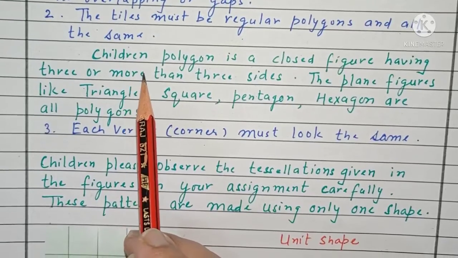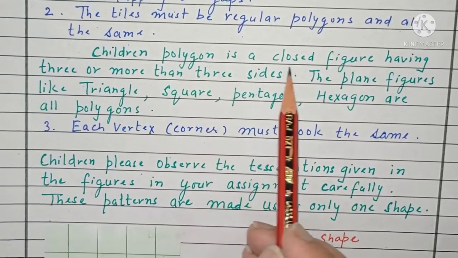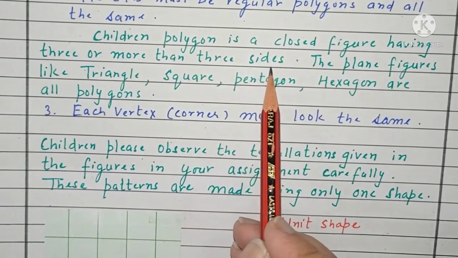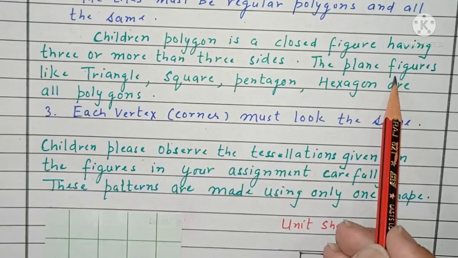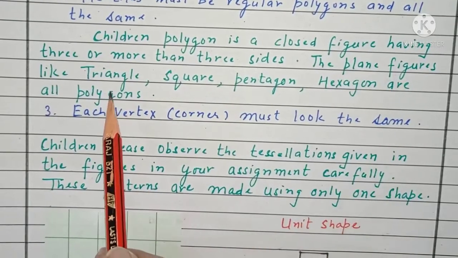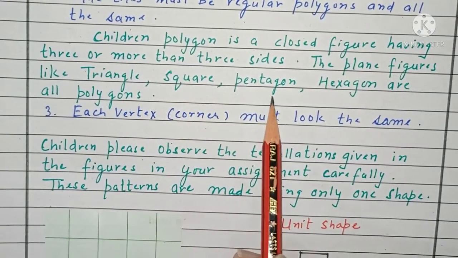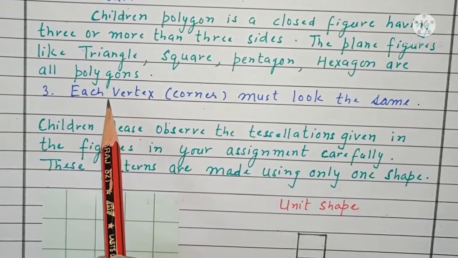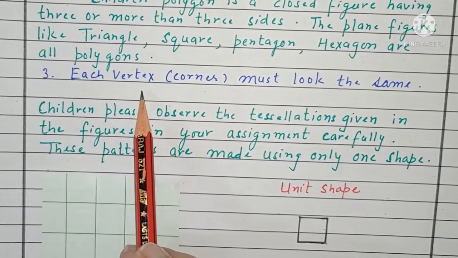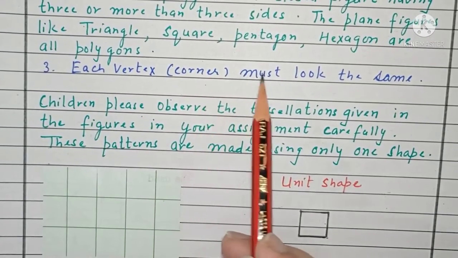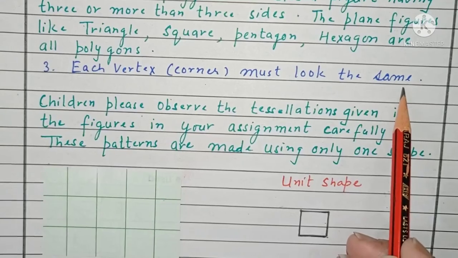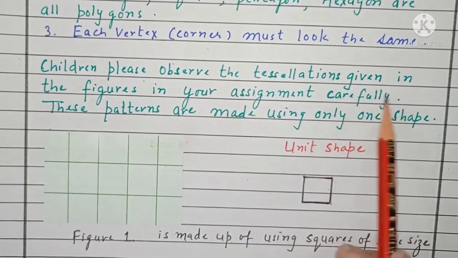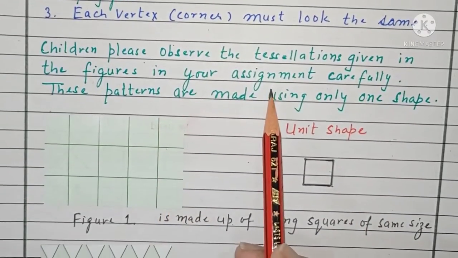Now, what is a polygon? Children, a polygon is a closed figure having 3 or more than 3 sides. The plane figures which we have already discussed, like triangle, square, pentagon, hexagon, are all polygons. And here each vertex, which stands for corner, must look the same. Now dear children, please observe the tessellations given in the figures very carefully.